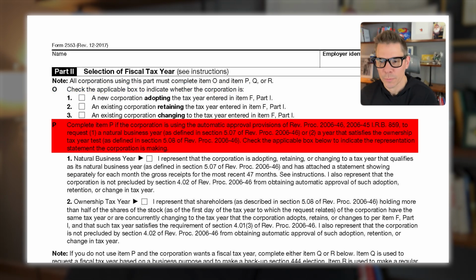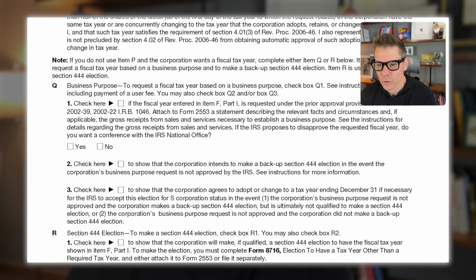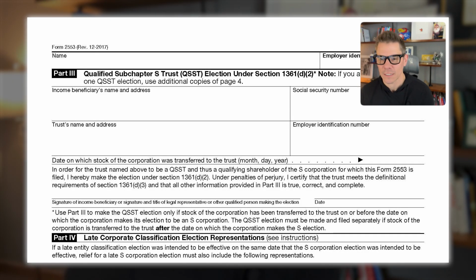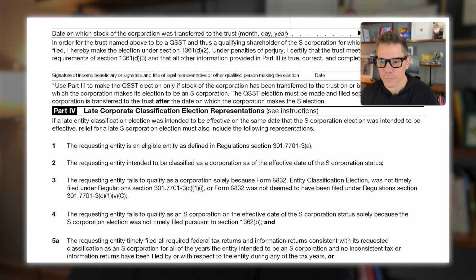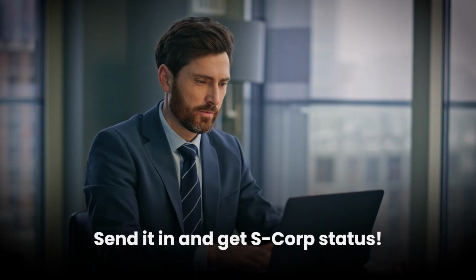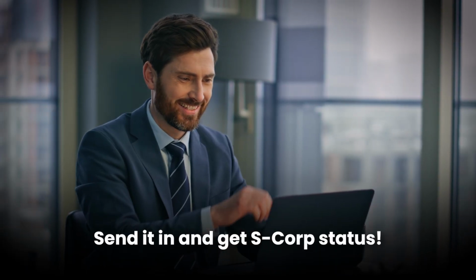You can ignore P. Don't worry about that. You can ignore Q. You don't have to do any of this other stuff. This is only for special people. And then on page 4, again, you don't have to do page 4 either because you are not a qualified subchapter S trust. Don't worry about that. And then that's all you got to do. So you're going to fill this out. You're going to send it in, and voila, you have S Corp status.